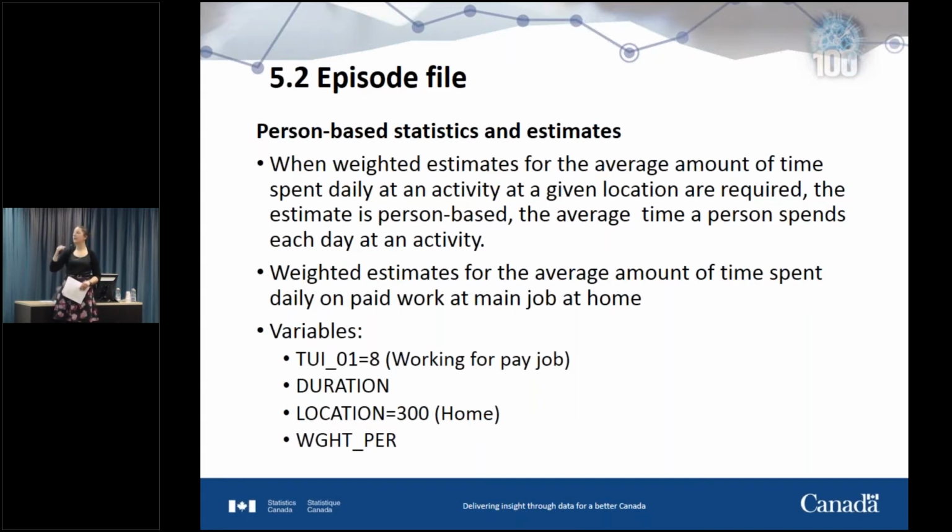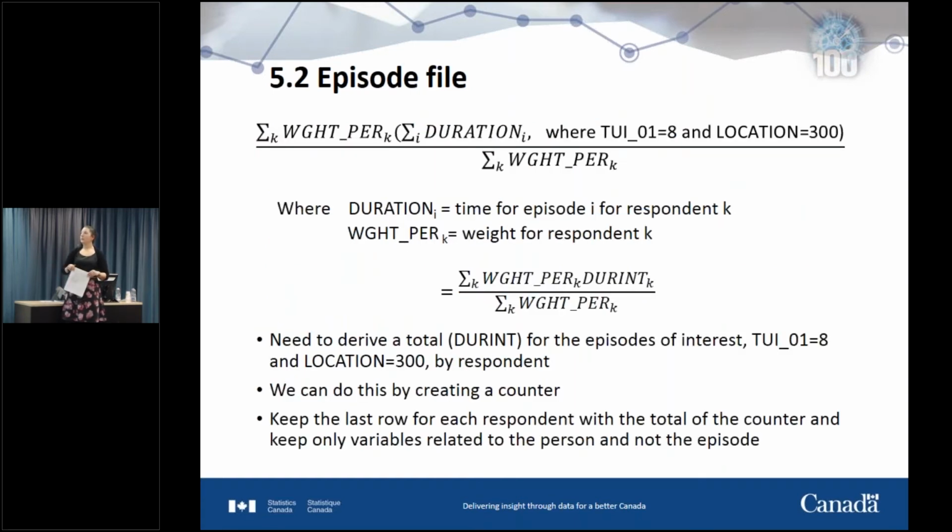So, weighted estimates for the average amount of time spent daily at an activity at a given location. We are looking at 2 different characteristics for the episode, so we need to use the episode file. The estimate is person-based, so we'll have to use the person weight, but we have to derive a total duration for each person. The example we'll be looking at is the weighted estimates for the average amount of time spent daily on paid work at main job.